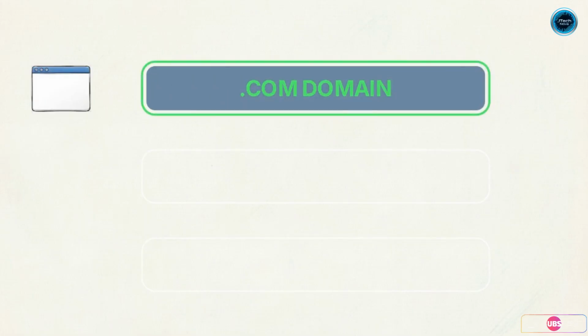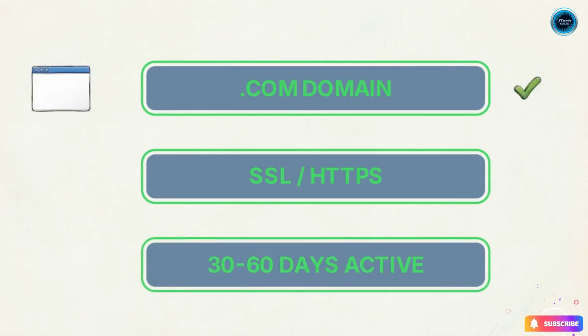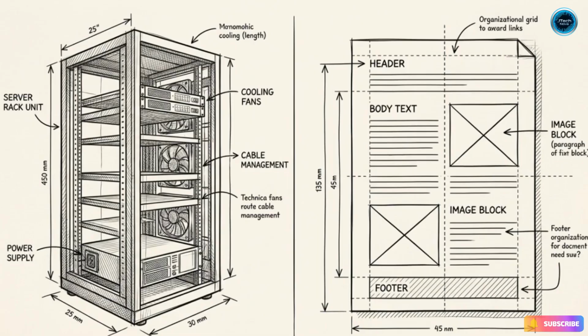Before we start step 1, you need the absolute minimums in place: a custom top-level domain, an active SSL certificate for HTTPS, and a domain age of at least 30 to 60 days. Clearing those basic prerequisites merely gets you to the starting line. Passing the AI crawler requires mastering the technical and content requirements in these next 5 steps.